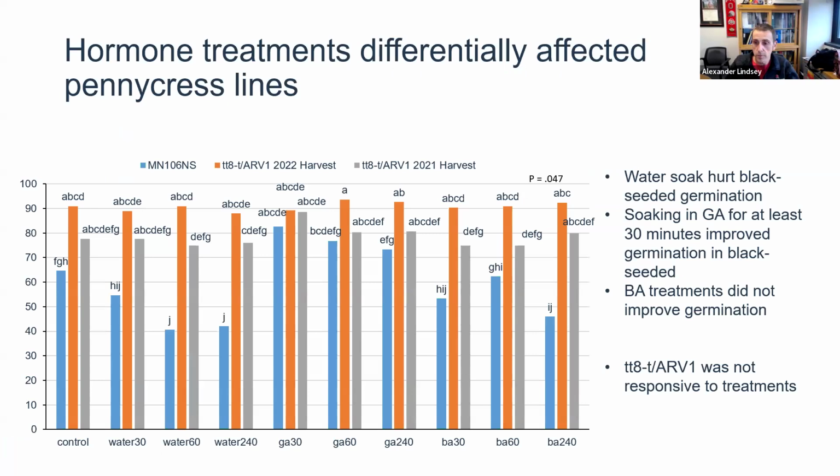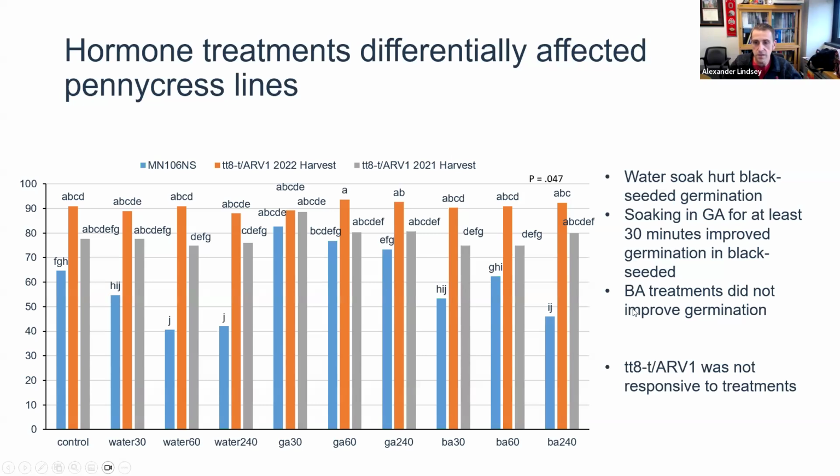There's a lot going on this chart, but I'm going to work to synthesize this for you right away. Looking at these here, the blue bars are our black seeded lines. The orange bars are the new harvest of the golden seeded line, and the gray bars are the old harvest of our golden seeded lines. What we observed was that soaking solely in water hurt black seeded germination. We saw declines in germination of black seeds when soaked in just water. But soaking in gibberellic acid solution for at least 30 minutes resulted in improved germination over our control.